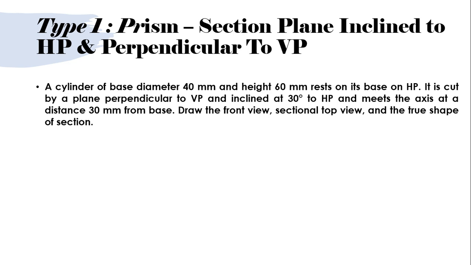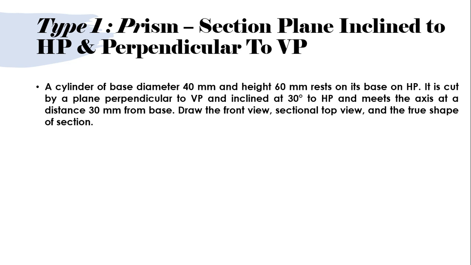Let us consider this problem. We have a cylinder of base diameter 40 mm and height 60 mm. It is resting on its base on HP. It is cut by a plane perpendicular to VP and inclined at 30 degrees to HP. The section plane meets the axis at a distance of 30 mm from the base. You have to draw the front view, sectional top view and true shape of the section.